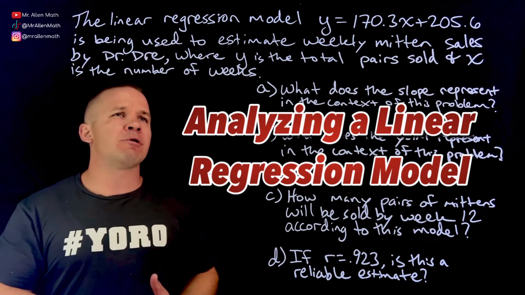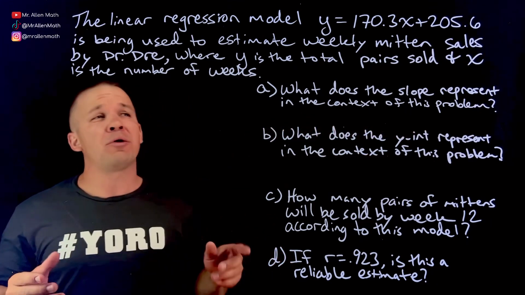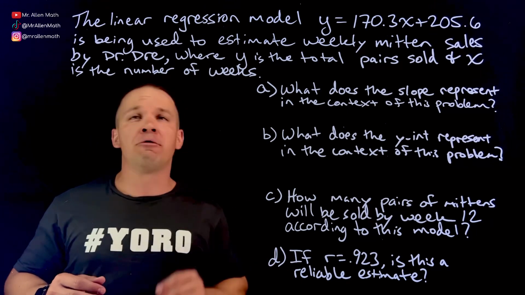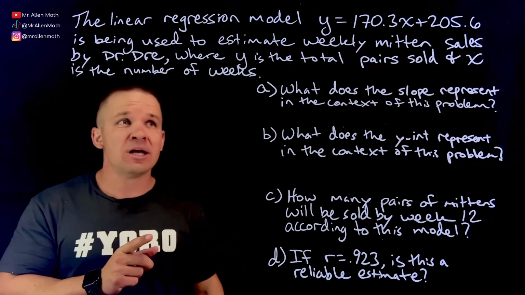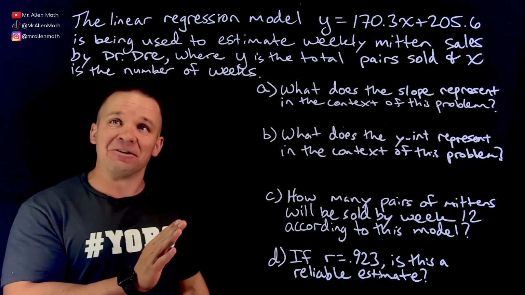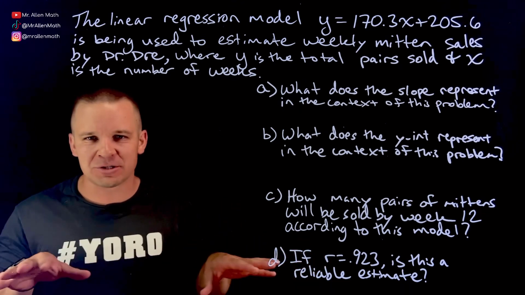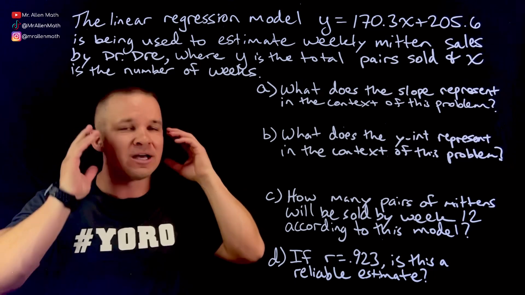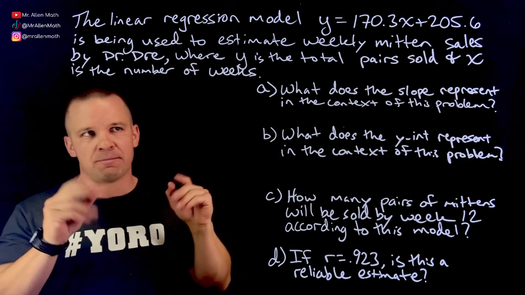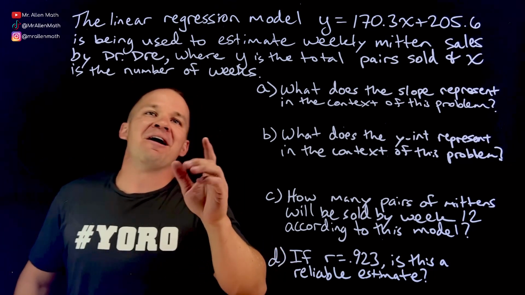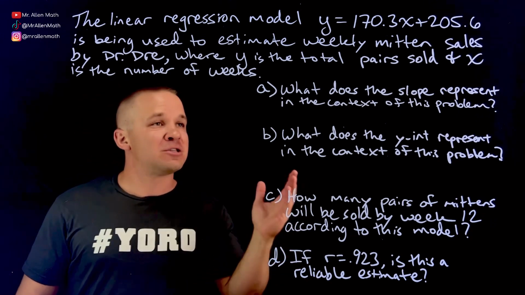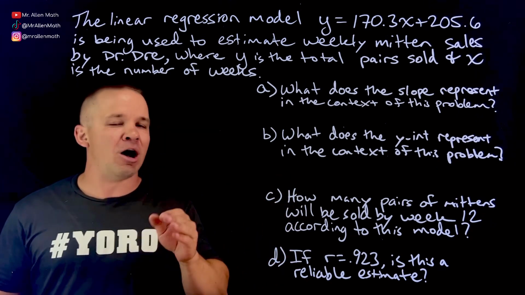All right. The linear regression model, y equals 170.3x plus 205.6, is being used to estimate weekly mitten sales by Dr. Dre. He's getting a side business, you know what I'm saying? The guy likes to diversify his portfolio. He's got the headphones, he's got the tunes, he's got the mittens. Where y is the total pairs sold and x is the number of weeks.